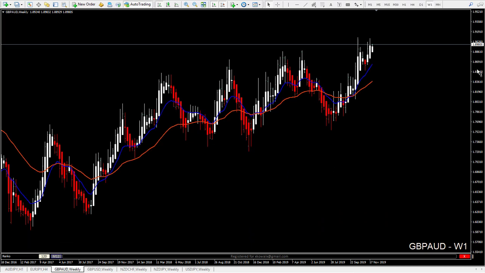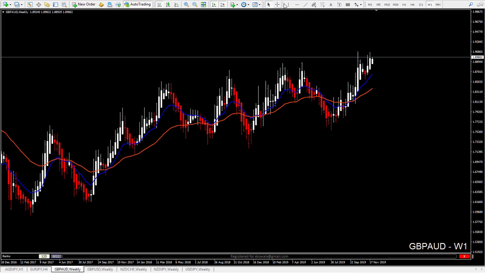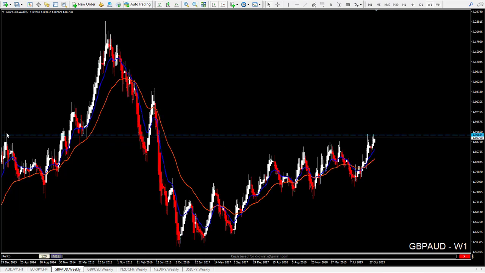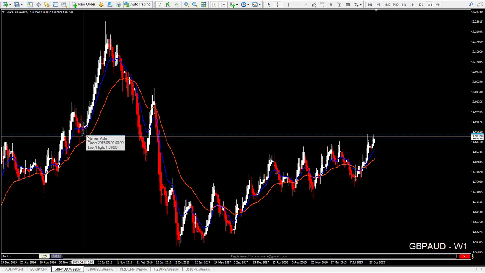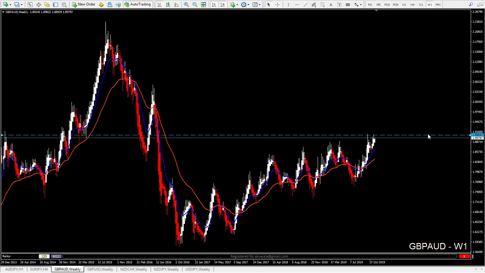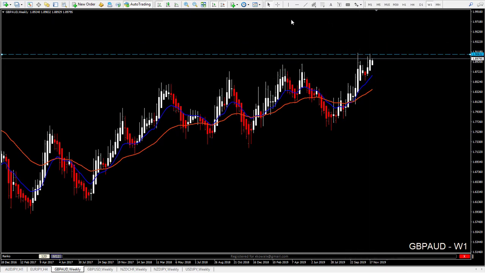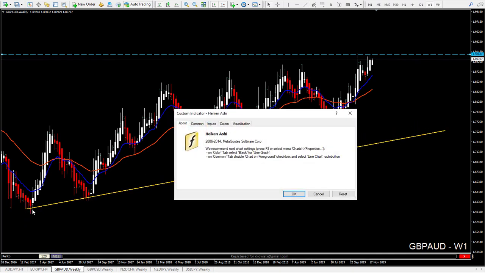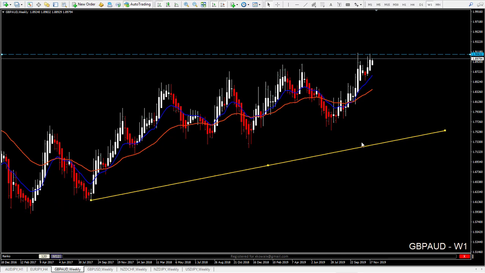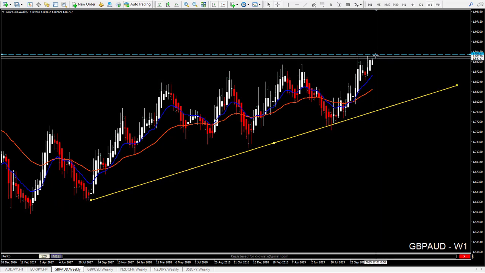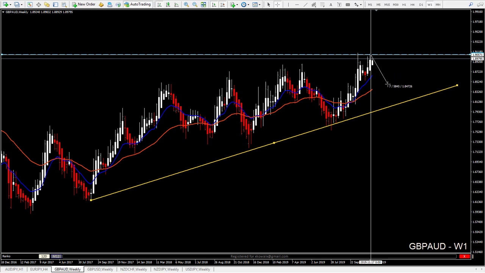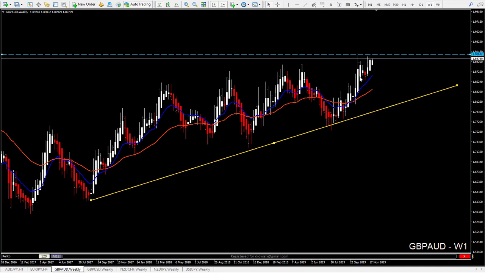GBPAUD, what we have here is a resistance level. If I zoom out, we will see that it's coming from 2015, this area, so it's a really strong resistance zone. It's still pushing up on the weekly chart. The trend line which we have on the weekly is here, but it's far away. We have this one, or we also have this one. Of course, we might have a bigger retracement back to the weekly 36 or this trend line, but right now we still have white candles on the weekly chart.